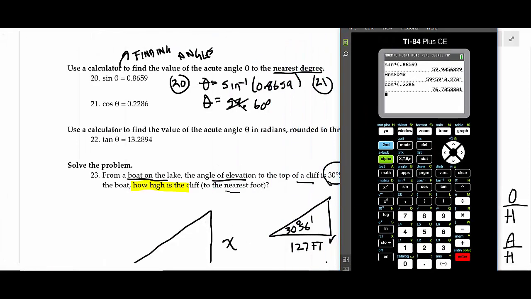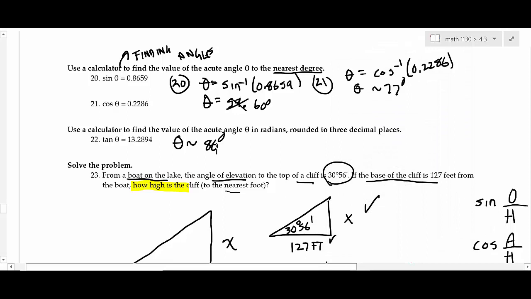So anytime you're trying to find an angle, you're doing the inverse trig function. And then the next one, I'll just put this in the calculator. You just go inverse tangent and then put in the 13.2894. Okay, and that would be 85.6. So on that, if we round that to the nearest degree, that would go up to 86 degrees. Okay, now, so you're going to do this sometimes if you're looking for an angle in some of these word problems. That's the reason I wanted to go through that. Okay, everybody with me there?